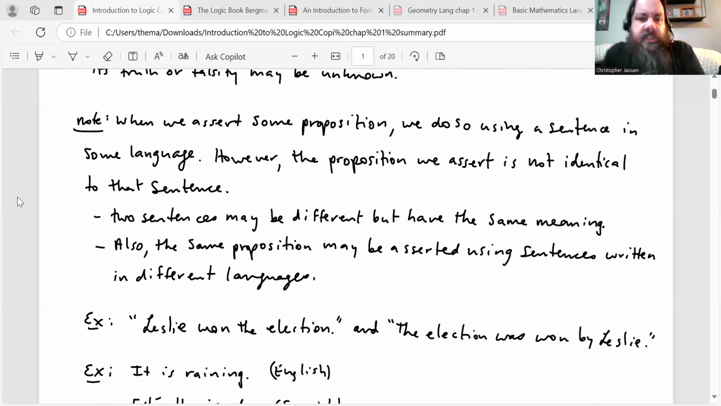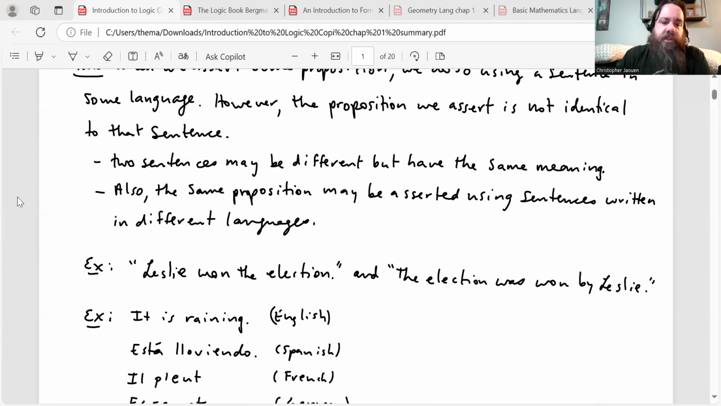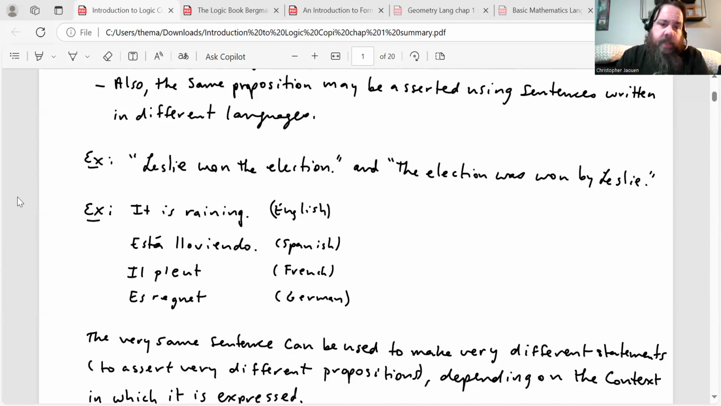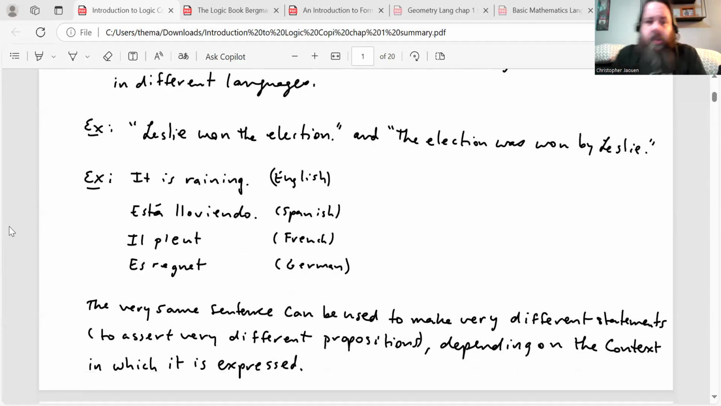Two sentences may be different but have the same meaning. Also, the same proposition may be asserted using sentences written in different languages, for example. So, Leslie won the election and the election was won by Leslie have the same meaning, right? They assert the same proposition. And these four sentences here, each written in different languages, also have the same meaning as the English sentence, it is raining.